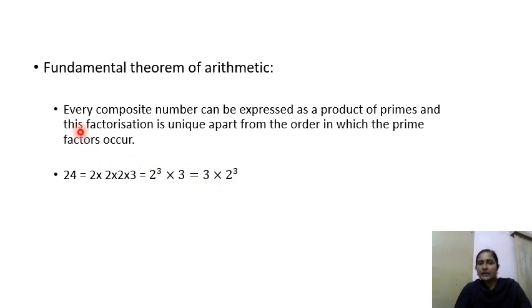So its meaning is this factorization is unique, which means 24 can be expressed in this way only. No other way is there to express 24 as a product of primes, but the order can be changed. 2 cube into 3 can be written as 3 into 2 cube. So the fundamental theorem of arithmetic, just remember: every composite number can be expressed as a product of primes, and this factorization is unique apart from the order in which the prime factors occur.